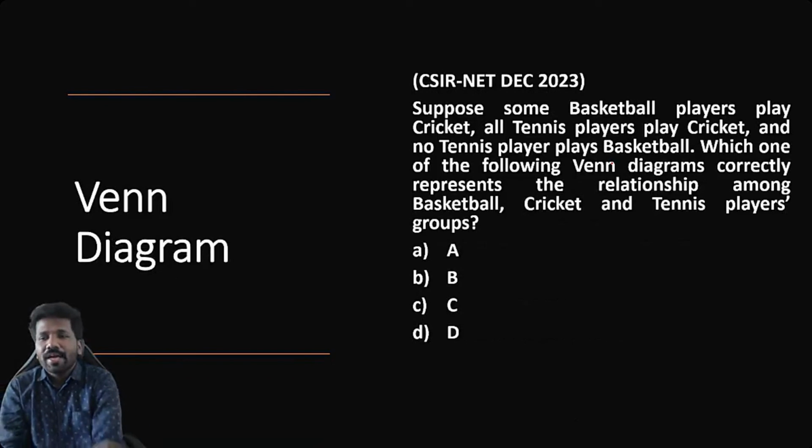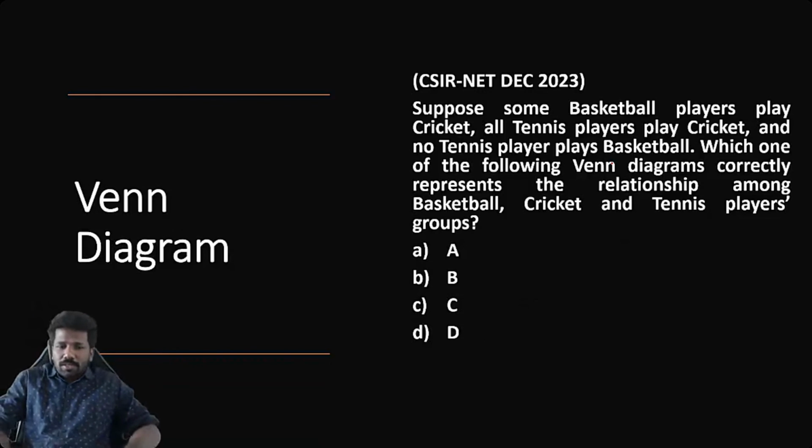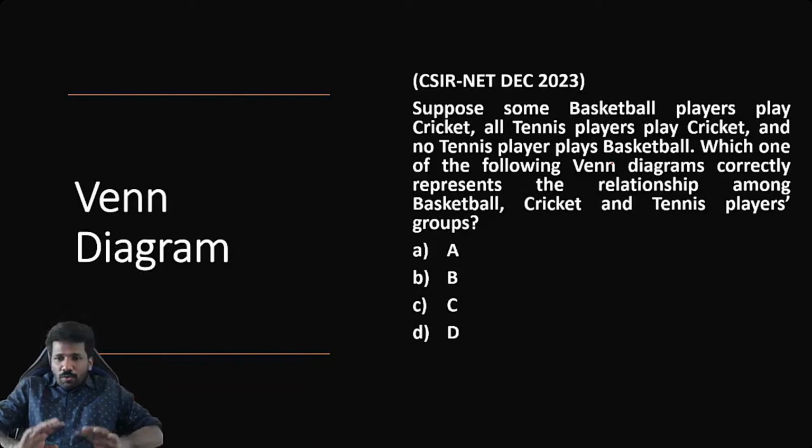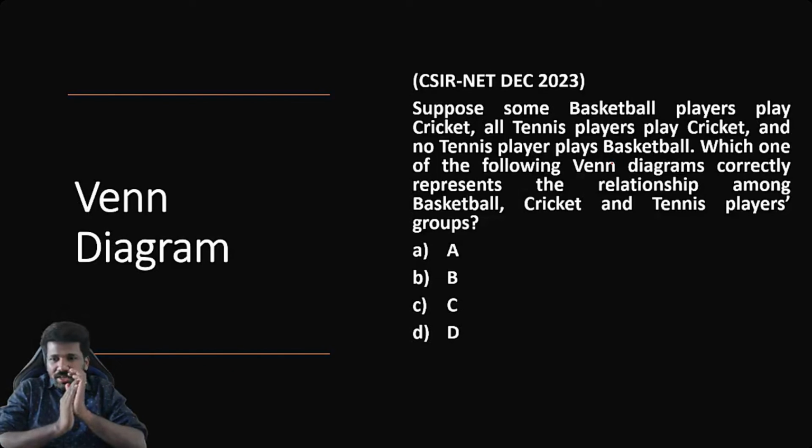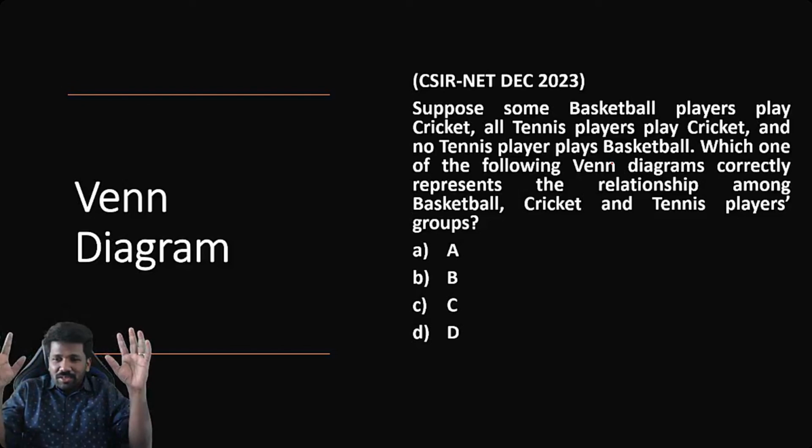And next is Venn diagram related questions. Very simple questions if you know the concept behind it. Like this is a Venn diagram related question asked in December 2023. In this, general knowledge is also important. You should know about, like in this question, basketball players, tennis players, cricket players, what is this? You should have a basic idea. Then you can easily do this question.